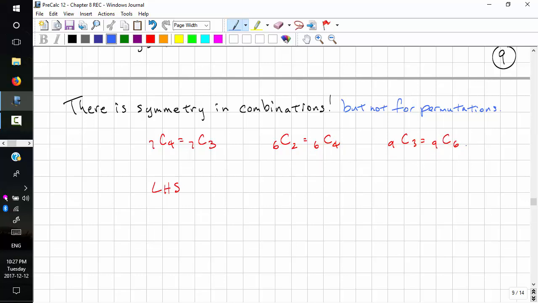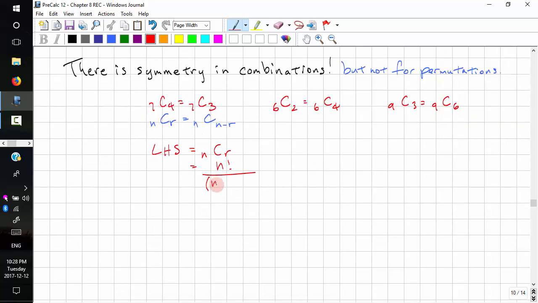And let's do a proof. And what we're trying to prove is n choose r equals n choose n minus r. So left-hand side, n choose r. This is n factorial over n minus r factorial times r factorial. And now we want to rearrange the denominator, r factorial times n minus r factorial.